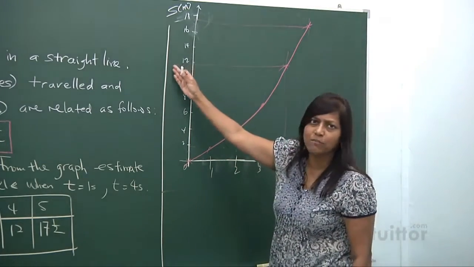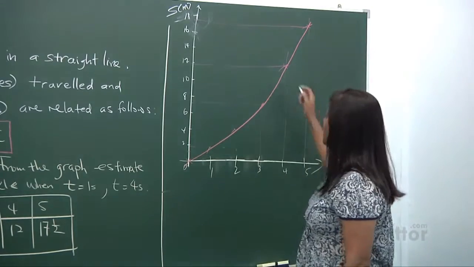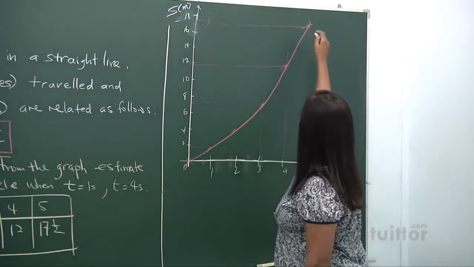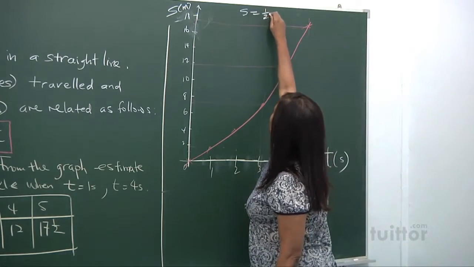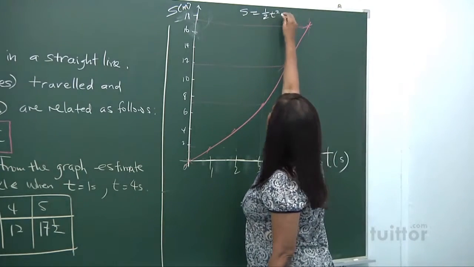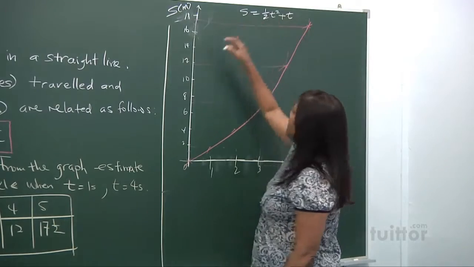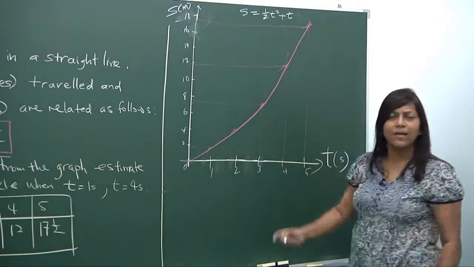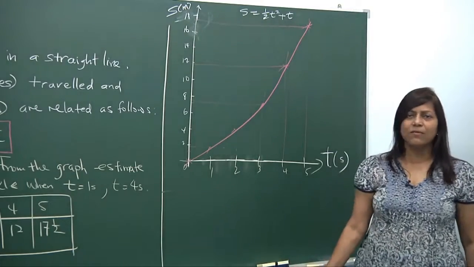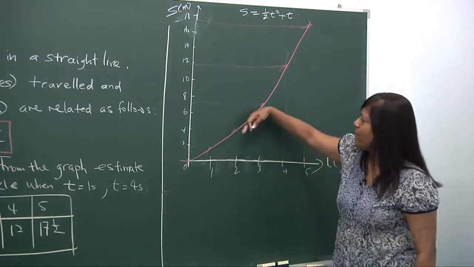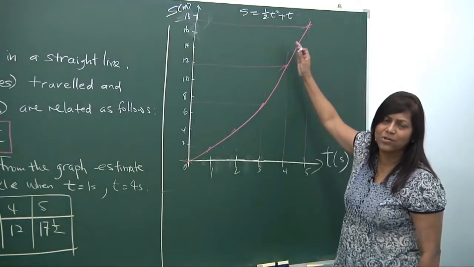What's the relationship between S and T? S is equal to, write that out, S is half T squared plus T. Now this is a quadratic curve. It's a distance-time graph, and you can see from this graph that at every point the speed is changing.